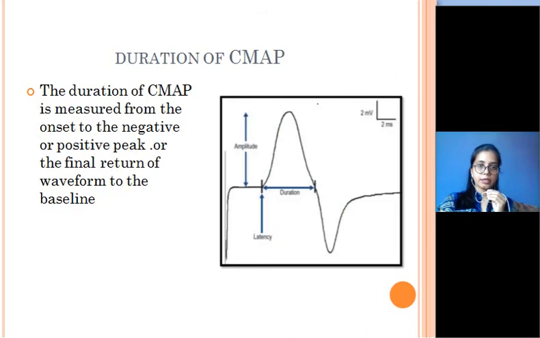The next parameter is duration. The duration is measured from the onset to the negative or positive peak, or measured as the final return of the waveform to the baseline. As you can see, this is where the waveform has begun, it has traveled and come back to the baseline. So, this is termed as the duration of the compound muscle action potential.